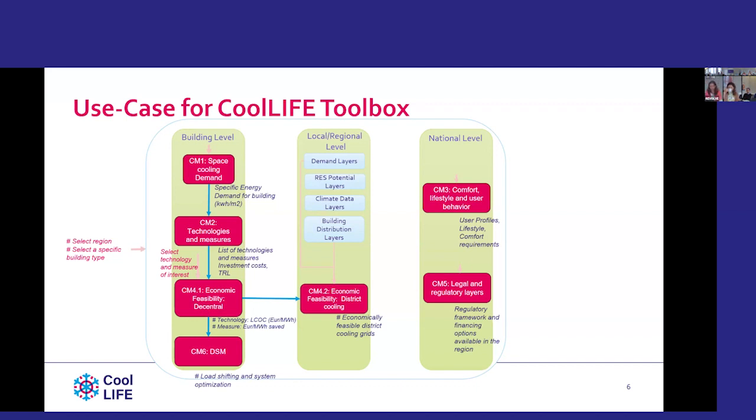And as I mentioned beforehand, there is this district cooling potential assessment module, which works on a local and regional level, not on a building level, and it provides the suitable areas within a municipality, for example. There are some informative layers like demand layers, potential layers and climate data layers, which are also provided on a local and regional level. And on national level, we have those two calculation modules on comfort, lifestyle, and user behavior, as well as legal and regulatory layers.